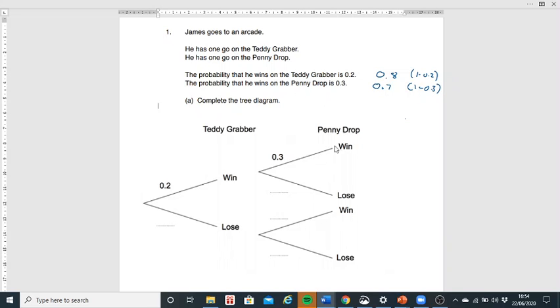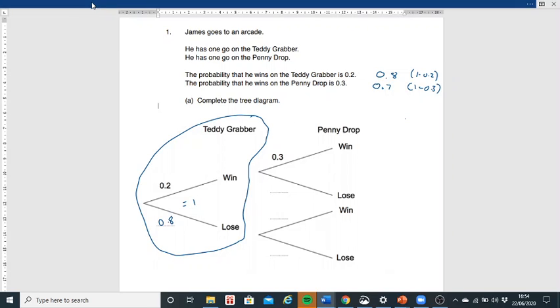Now this is the structure of a tree diagram. Each set of branches gives us our event. This first set of branches that I'm circling here is just to do with the teddy grabber. I've got nothing to do with the penny drop yet. There's two options when he plays with this teddy grabber: he can either win or he can lose. We've already worked out that if the probability of him winning is 0.2, the probability he'll lose must be 0.8, because these two branches must add up to 1. So that's the teddy grabber.